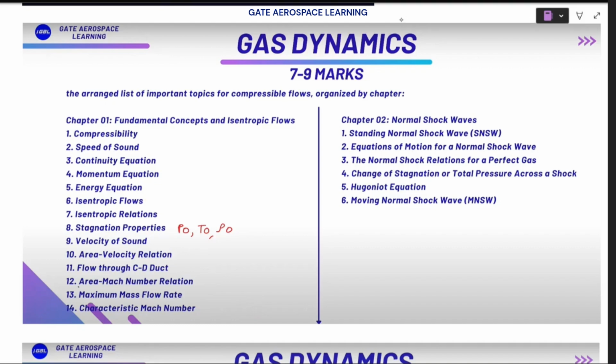Then the next chapter is the normal shock wave. In this there are two types: the standing normal shock wave and the moving normal shock wave.